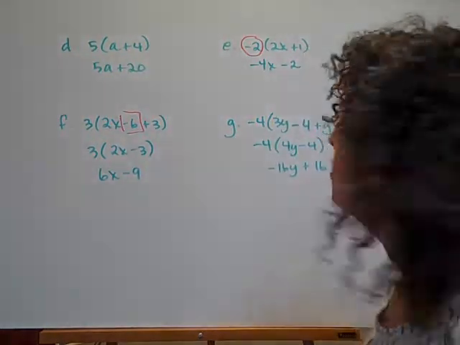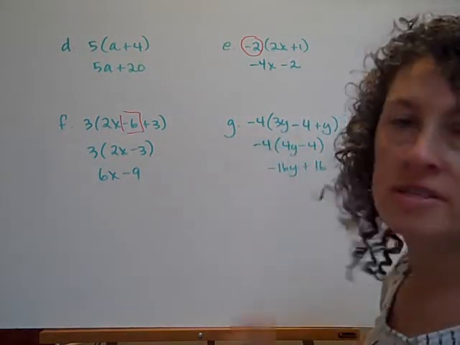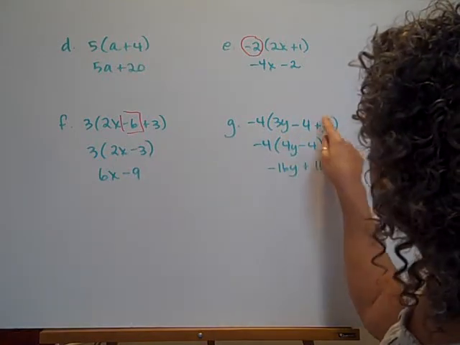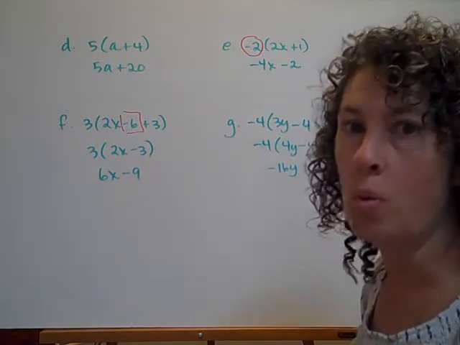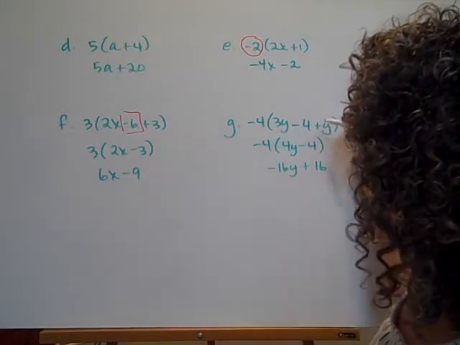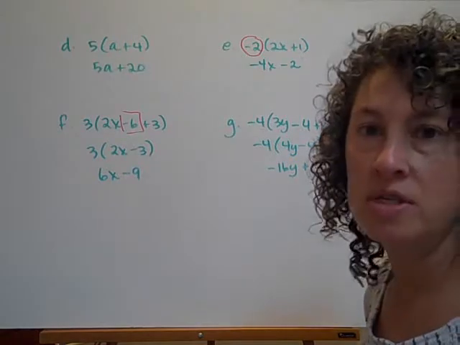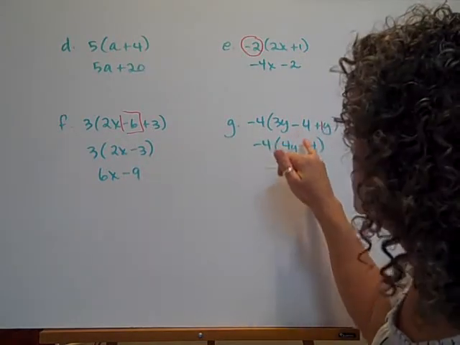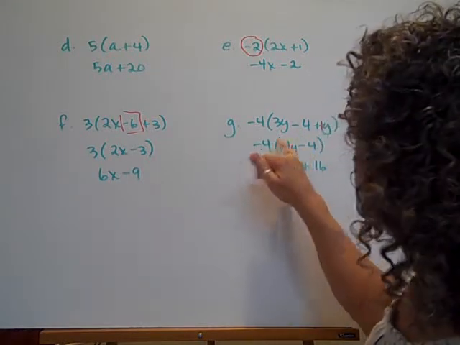And the last one we've got here, negative 4 and then in parentheses 3y minus 4 plus y. So again, I'm going to look inside my parentheses and I see that I have two terms with a y. So I'm going to combine them together. 3y and then this is plus 1y. So I add those together and I get 4y. So 4y minus 4, that minus goes with the 4. Next I'm going to distribute here.